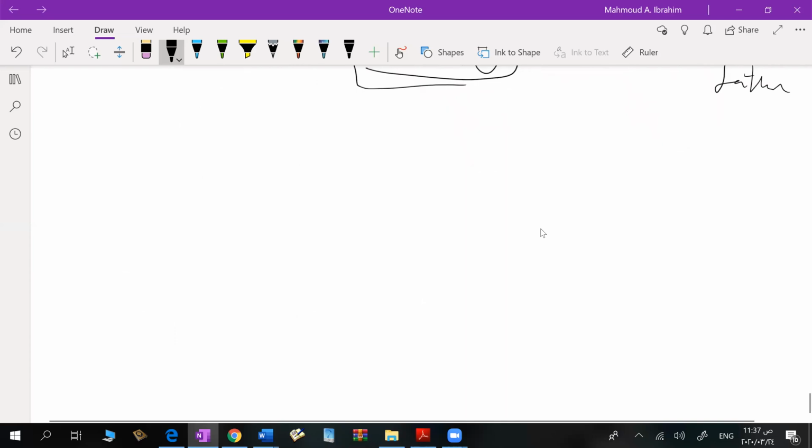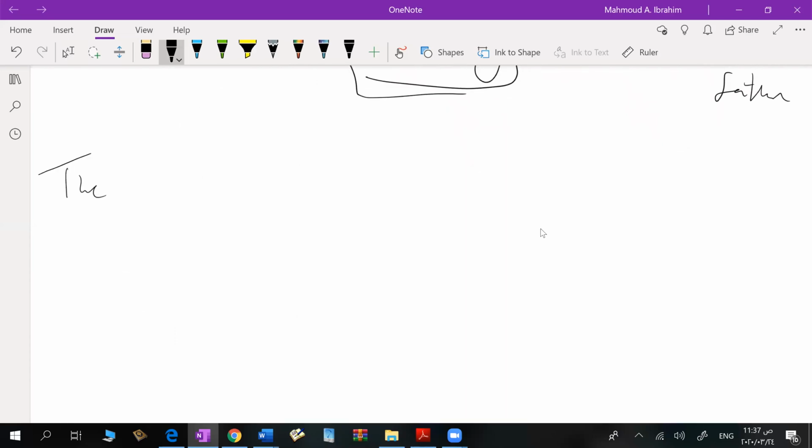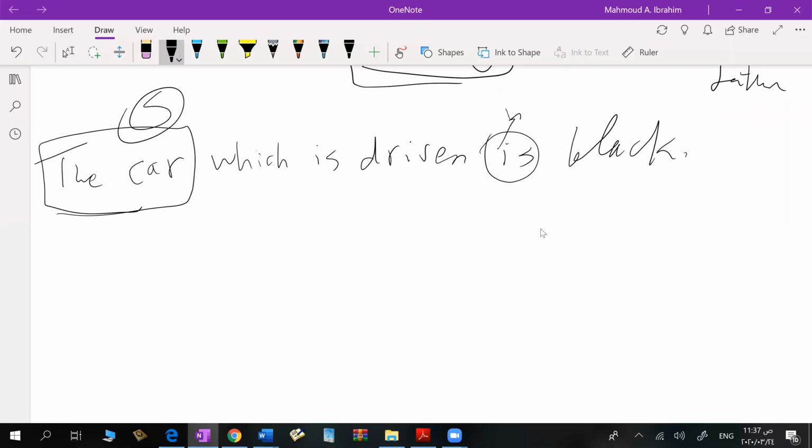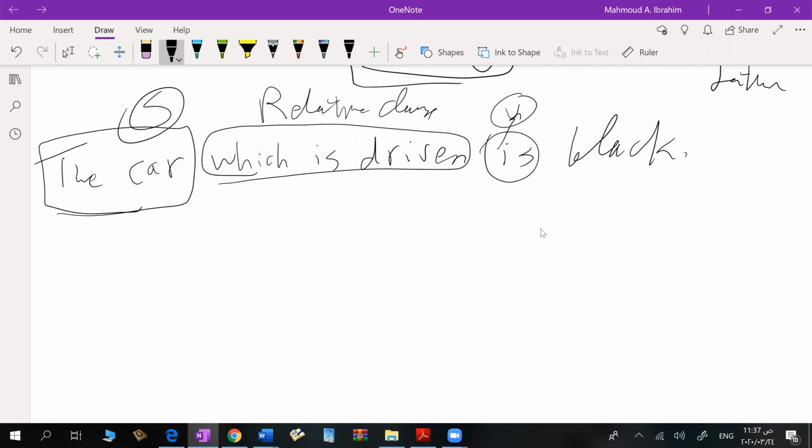And the same might occur also with past participles. For example, when I say, the car which is driven is black. Again, this sentence is correct. We have here the subject, the car, and we have the verb is, correct? And which is driven is what? It's the relative clause. It has the relative pronoun which, the subject, and the verb is, correct?